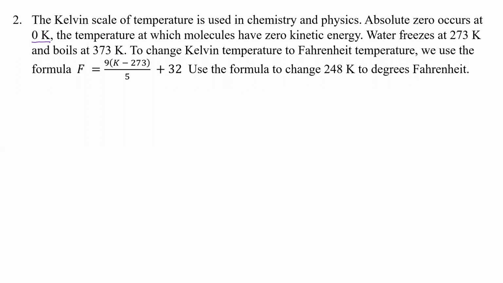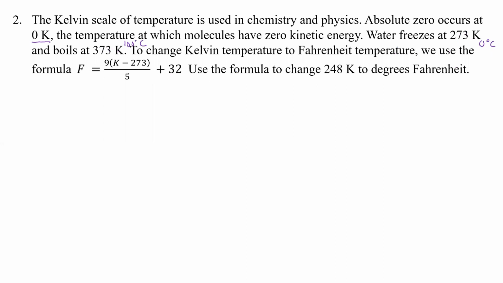Do those numbers look familiar? Well, remember, water freezes at 0 degrees Celsius and boils at 100 degrees Celsius. So it looks like to get to Kelvin from Celsius, from 0 degrees we had to add 273. So that's how we would get that. And 100 plus 273 gives us 373. So it's an easy way to get from Celsius to Kelvin. But to change Kelvin temperature to Fahrenheit temperature, we have to use the following formula. It's a little more complex.